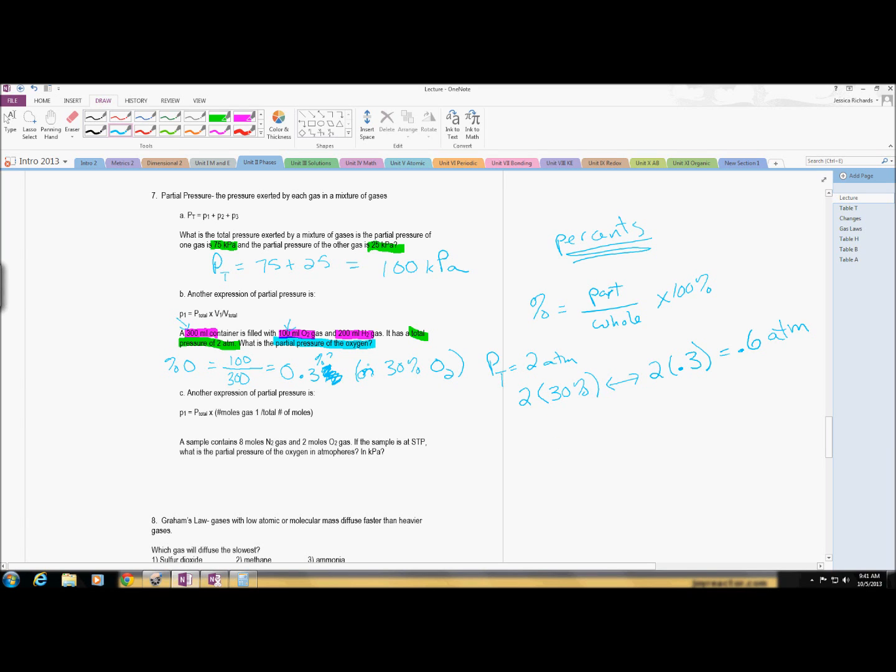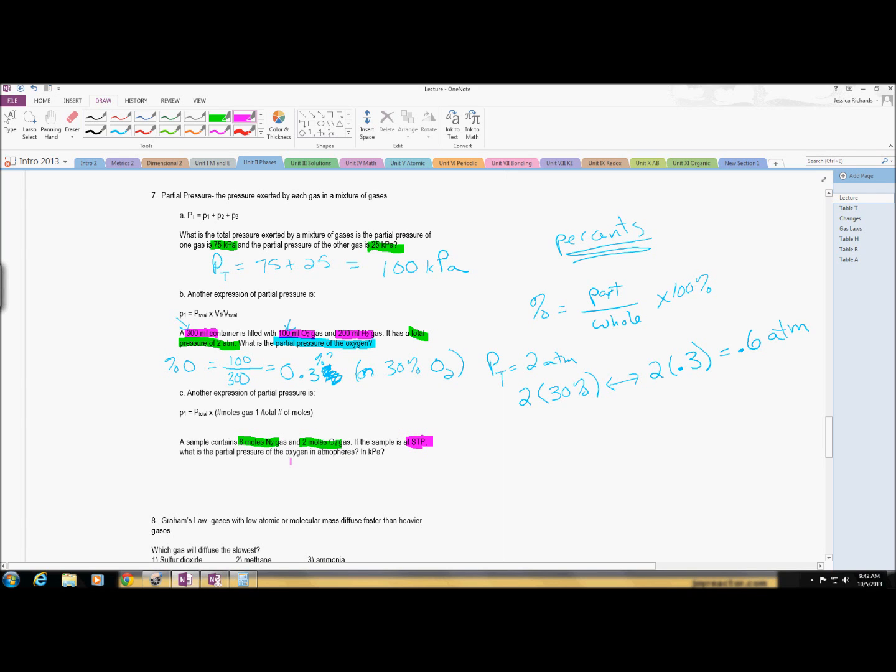There are going to be other ways to measure gases besides volume in milliliters. We're going to have this concept called a mole. Sometimes they're going to report amounts of chemicals and gases to you in moles. So this example says a sample contains 8 moles of nitrogen and 2 moles of oxygen. If the sample is at STP, here's that pesky STP again. Remember, STP stands for standard temperature and pressure.